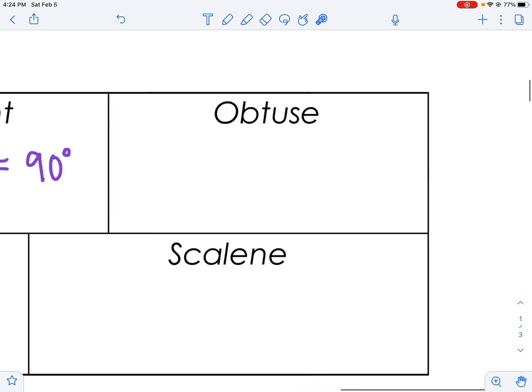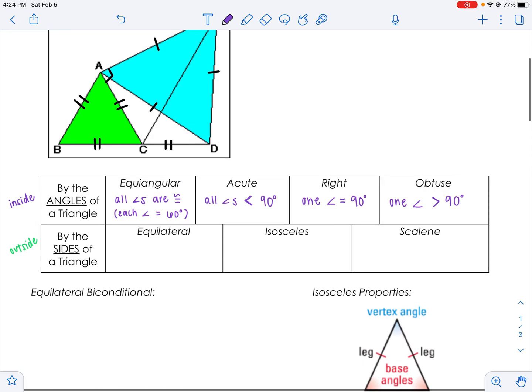And our last one is obtuse, and you can only have one obtuse angle. Only one of your angles can be more than 90 degrees. You can't have two angles that are more than 90 degrees in a triangle because that would add up to something that's bigger than 180. So if it's obtuse, that means that one angle is greater than 90 degrees. Now those are our inside words.